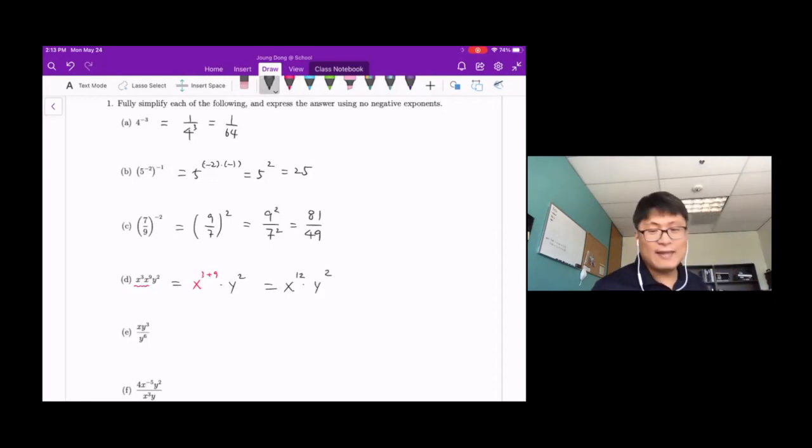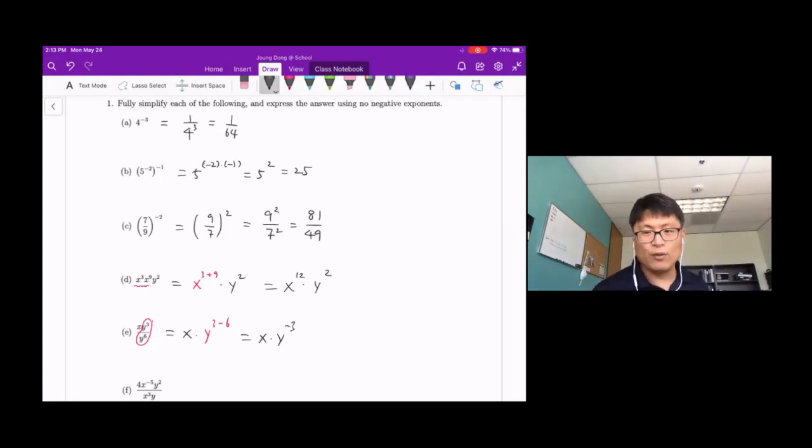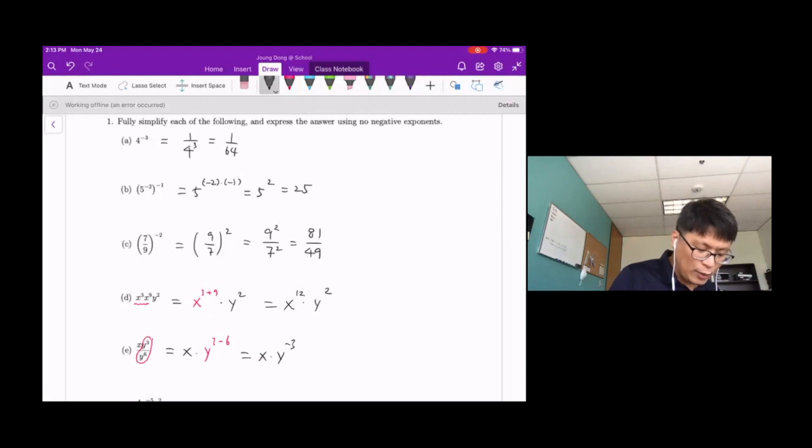Is that okay? And E is a fraction, right? The fraction case is the same thing as the product, as long as they have the same base, for this case y. Then you're going to do the subtraction of your exponents. We are not going to do anything for x, but for the y term, we're going to do 3 minus 6. Then that is equal to x times y to the negative 3. Oh, we still have a negative power, so we put it in the denominator with a positive power. So x over y cubed. That is the simplest form.